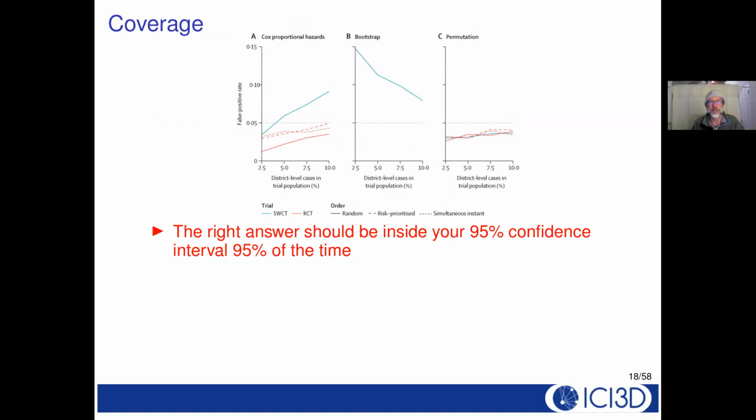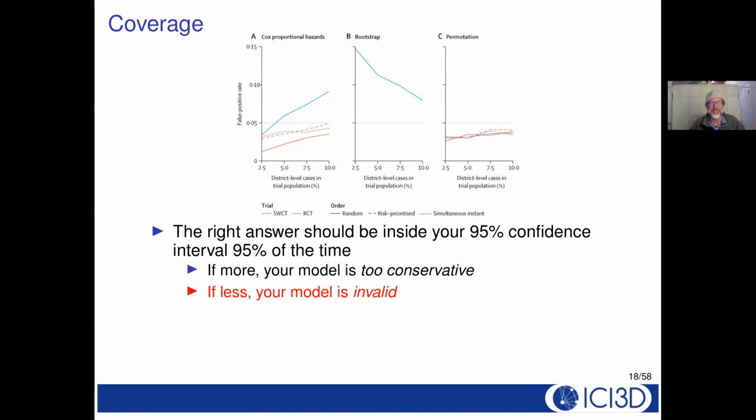So what do I mean by coverage? Coverage is the statistical idea that a 95% confidence interval is really a 95% confidence interval, and that you should be able to do statistical experiments to show that with your method, the right answer is inside your 95% confidence interval 95% of the time. That's the goal of statistics. That's what a 95% confidence interval should mean. And I would argue that if the right answer is not inside the 95% confidence interval 95% of the time, your model is invalid.